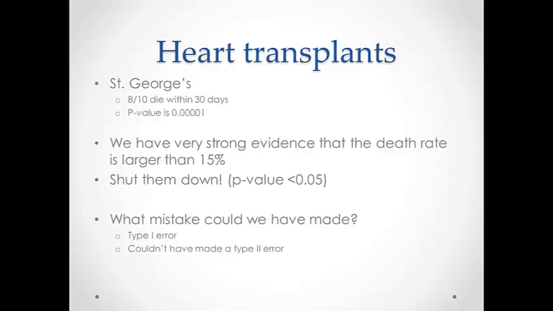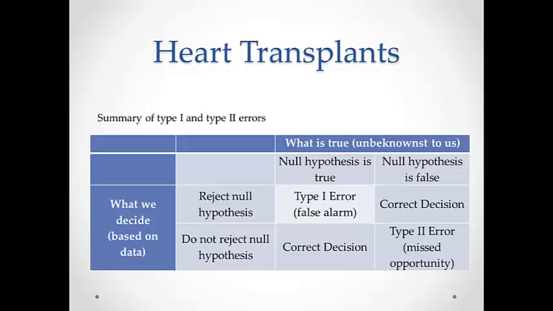Now, what mistake could we have made here? Well, we could have made a type 1 error. We could have made a type 1 error because we have rejected the null hypothesis when, in fact, the null hypothesis could be true. We could not have made a type 2 error here because our conclusion was reject the null hypothesis. Remind yourself of this table.